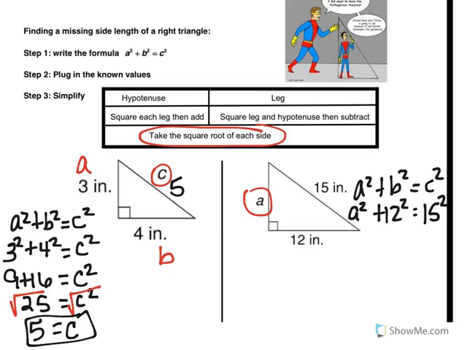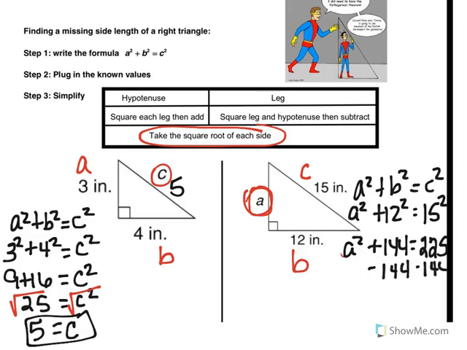And let me just identify again for you. So I know this is A, this is B, and this is C. I'm just going to simplify. So A squared plus 144 equals 225. Going to subtract 144 from both sides because the goal is to solve for the variable. So I have a squared is equal to 81.